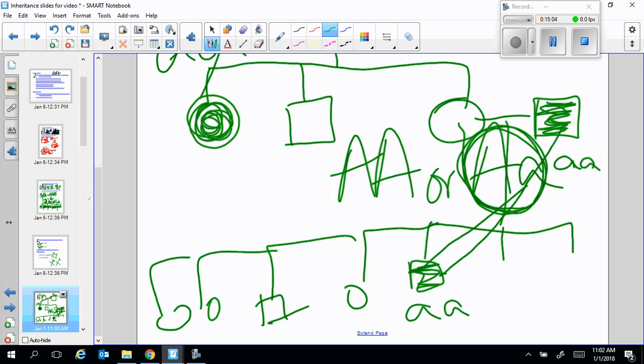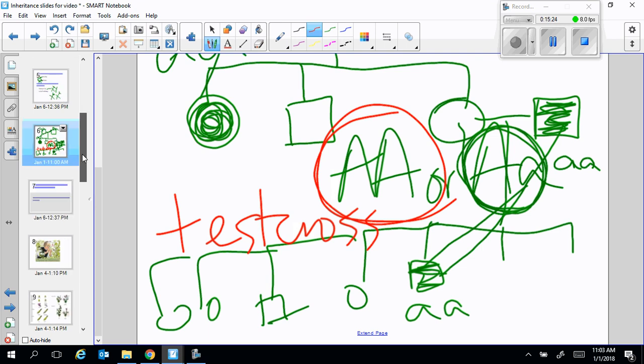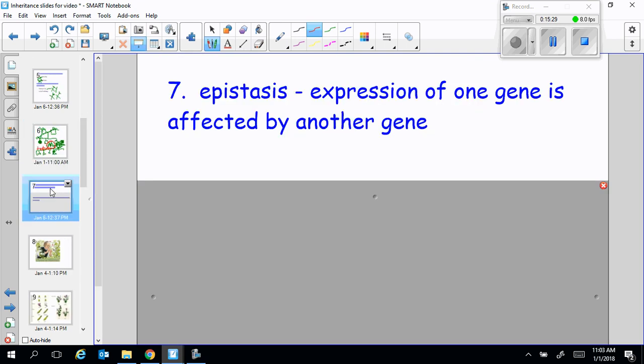If instead I had 100 offspring and none ever came out with the trait, I would be pretty confident then that my female here would be homozygous dominant. Okay, so again, that is called a test cross. When you test and cross it with a homozygous recessive to find out what your allelic pair is, what your genotype is. Okay, next type of trait, epistasis.